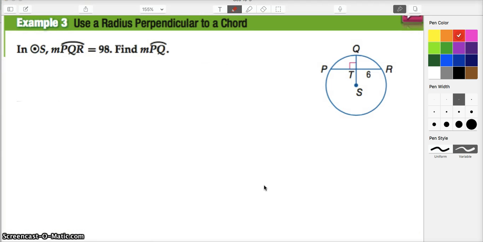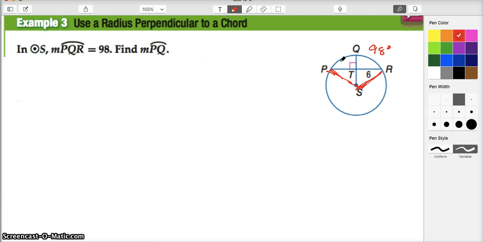Here in example 3, we're talking about this circle here, circle S, and we're looking at the measure of arc PQR. PQR is here, and we are given that that's 98 degrees. So I'm going to just put a little 98 here. And it also tells me that this central angle here would also be 98 degrees. Let's just hold on to that for a moment. We're supposed to find the measure of arc PQ.